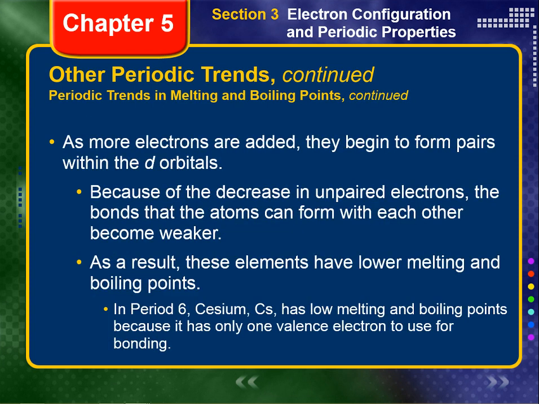As more and more electrons are added, they begin to form pairs within the d orbitals. Remember our rules for filling orbitals back in chapter 4, right? As we go and doubly fill each orbital, we have more and more electrons, and they're forming pairs inside of those d orbitals.